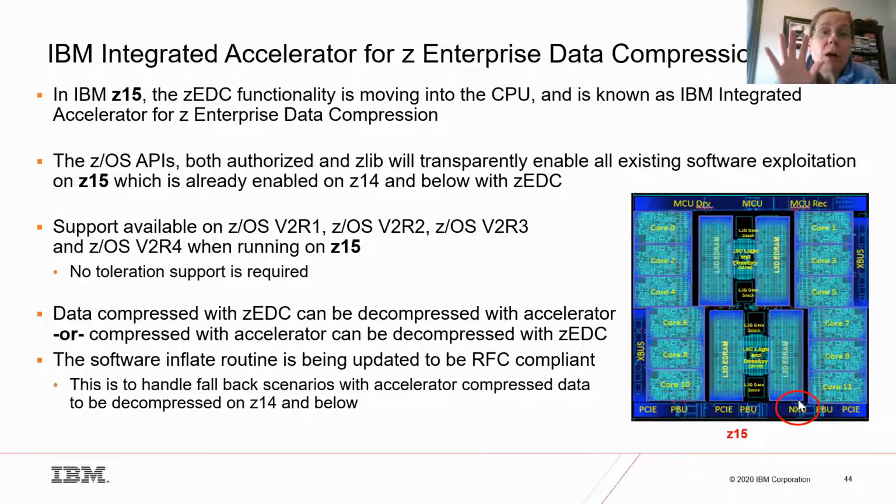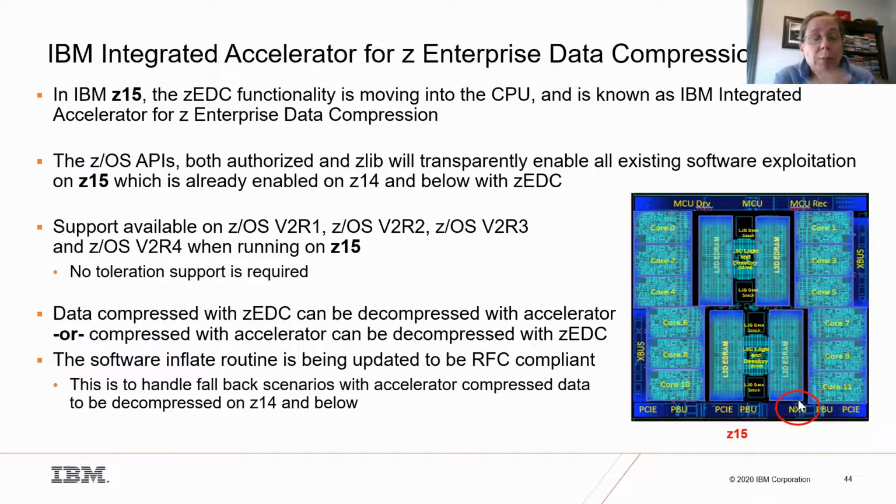So with it now on chip, all of the z/OS APIs, for both the authorized and the zlib, can go through and use this data compression that's right on the chip. The support for exploiting this new capability on the chip, called the NXU portion of the chip, is rolled back all the way to z/OS 2.1. You don't really need any toleration support because it was done in a perfectly compatible and transparent manner.